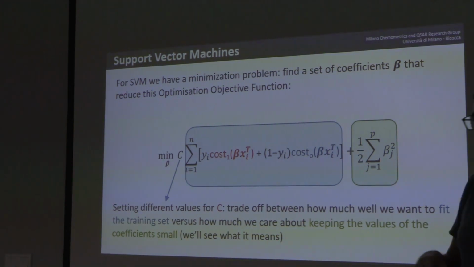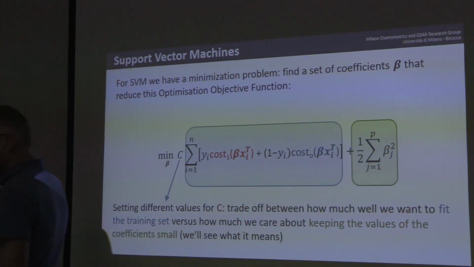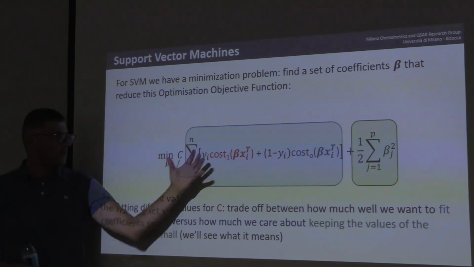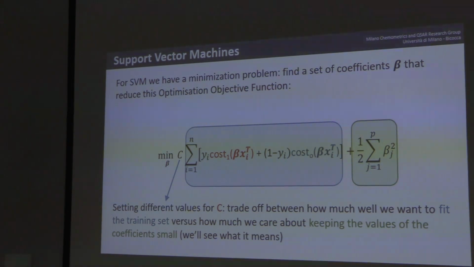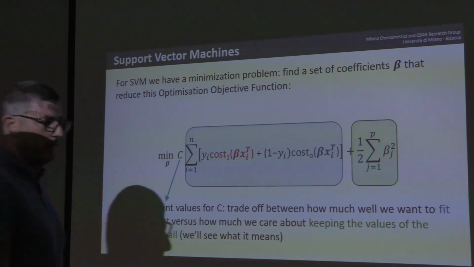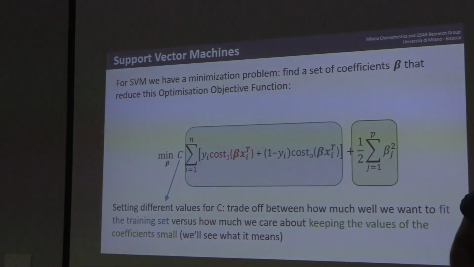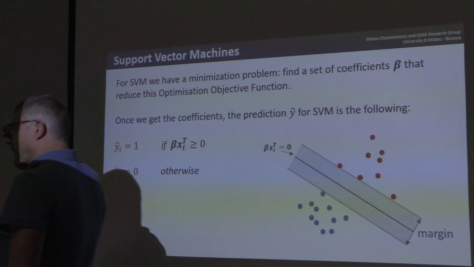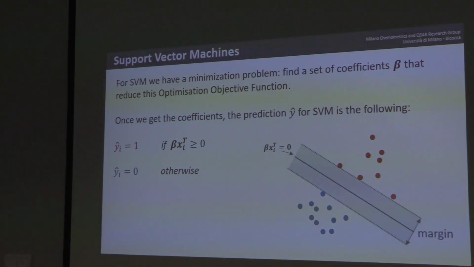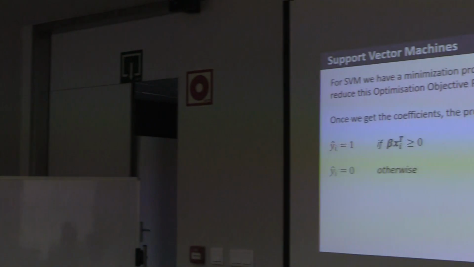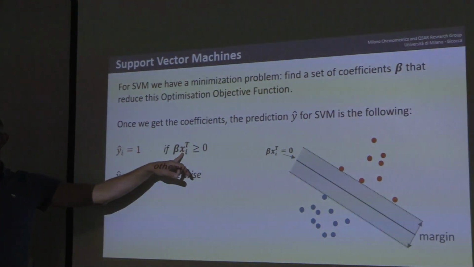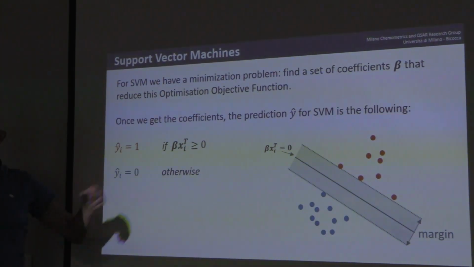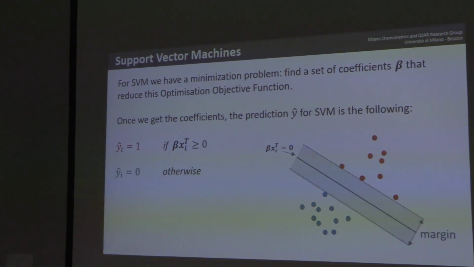This is the optimization function. So support vector machine looks for coefficients which minimize this stuff. Once a support vector machine has defined these coefficients, then what happens? You can classify a new sample, or a given sample. You have your sample, you have the coefficients, you do the linear combination.